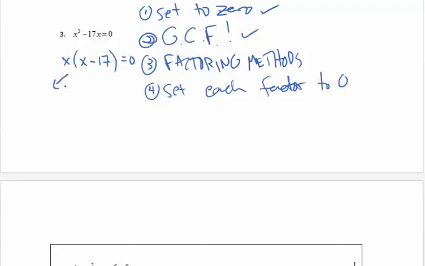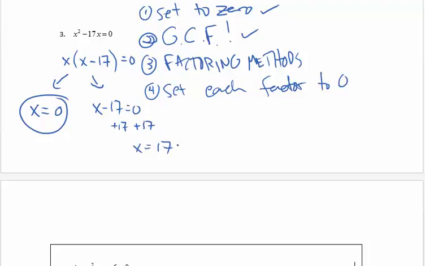And now I'm setting each part of the product to 0. One case I don't have to do anything. The other one I just have to add 17 to both sides, and I am done. So that's a case that wasn't, note the first two. Let me scroll back up here.